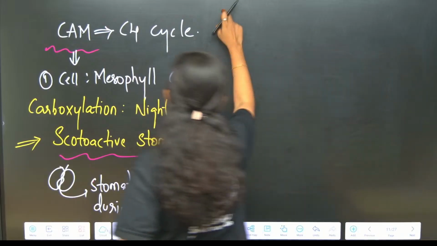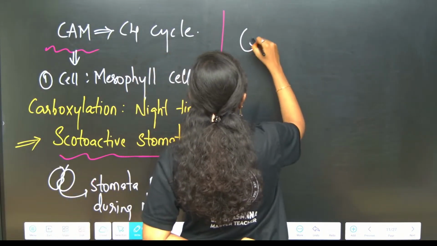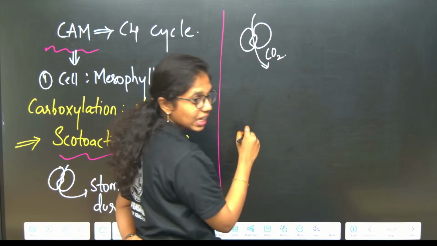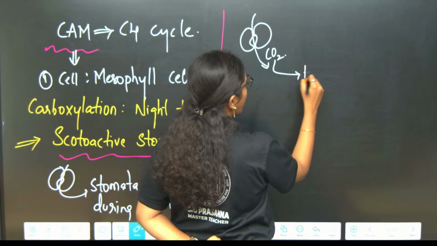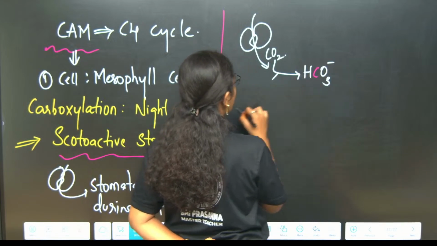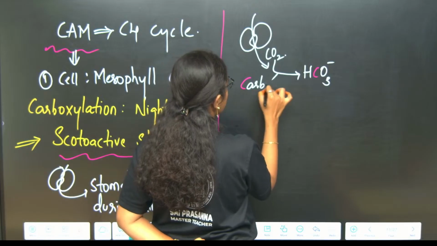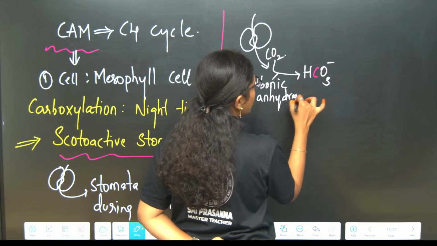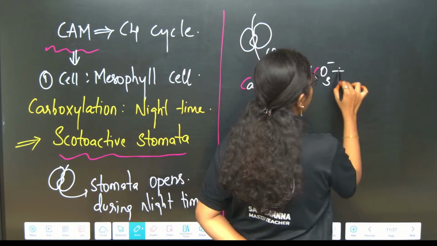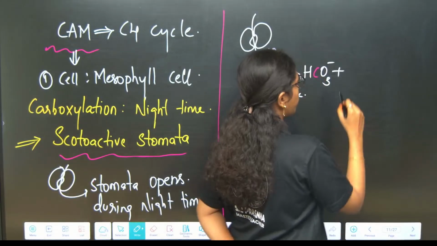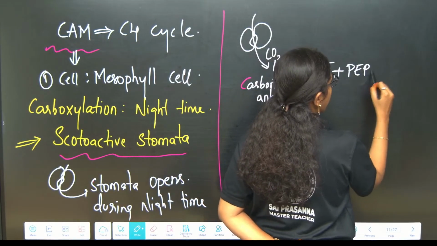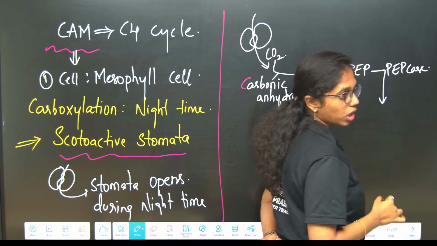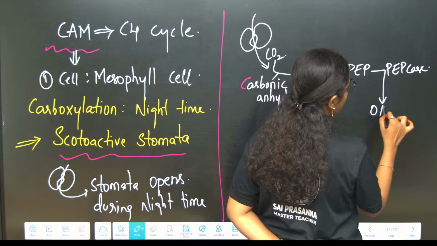Now you listen what happens. Stomata open during night time. Carbon dioxide enters into the mesophyll cells. Carbon dioxide will first convert to what? Hydrogen carbonate. By what enzyme? Carbonic anhydrase. Okay? Yes, very good. Primary acceptor is what? PEP, phosphoenol pyruvate. Catalyzed by what enzyme? Phosphoenol pyruvate carboxylase.